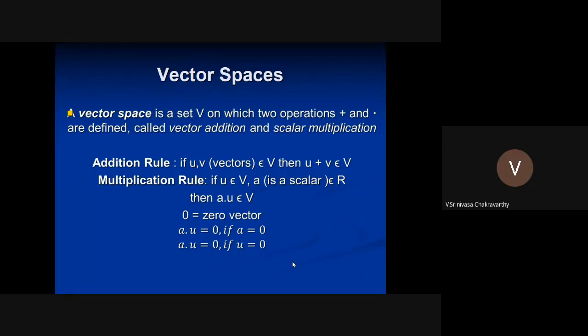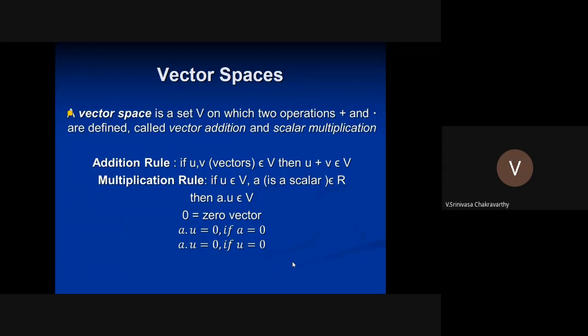Then there's a multiplication rule where you can define multiplication of a scalar A, a real number, with the vector U. So U is in the vector space capital V, then if it is multiplied by a scalar A, then A times U is also an element of the same vector space V. Then we also define a zero vector. You can write it simply as bold zero, or sometimes in some notations people use a zero with a slash across it. You can use either of them.